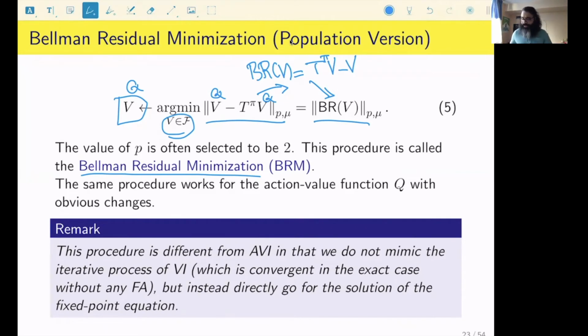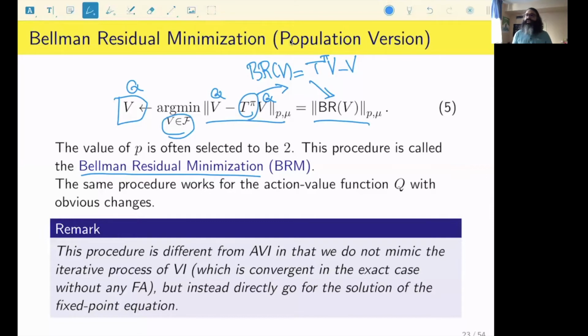Maybe one other thing: I wrote it here for T^π, for the value computation or policy evaluation problem. You could write it for T star, but I think it is more common to use it only for policy evaluation. And then on top of it, we might have some kind of policy improvement iteration. So this would be part of a policy iteration algorithm or approximate policy iteration.